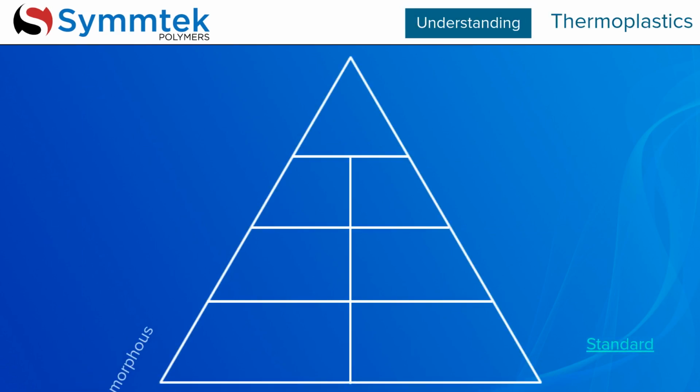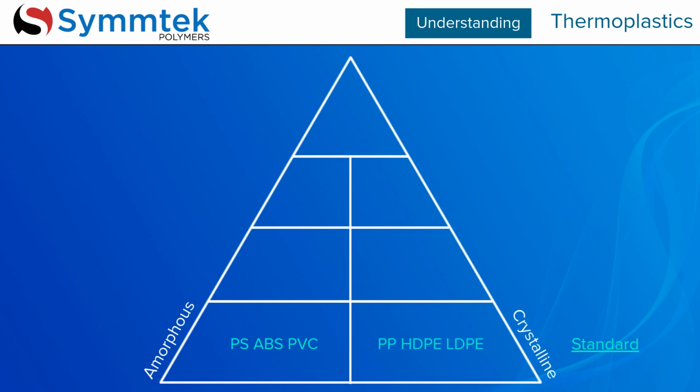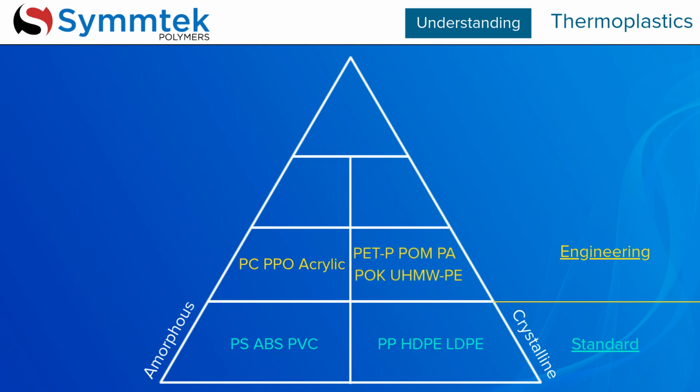Examples of standard amorphous materials include polystyrene, ABS, and PVC, while standard crystalline materials include polypropylene and high and low density polyethylene. Engineered amorphous materials encompass polycarbonates, polyphenylene oxide, and acrylics. Materials on the engineered crystalline side contain polyethylene terephthalate, polyoxymethylene, polyketone, polyamide, and ultra-high molecular weight polyethylene.